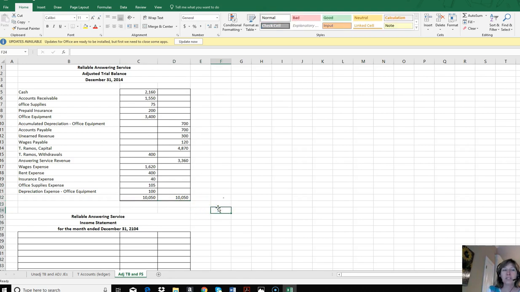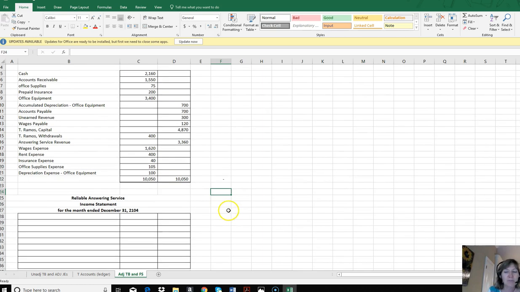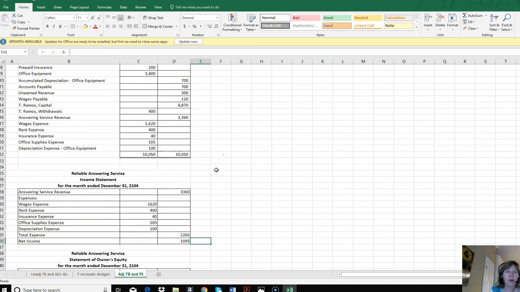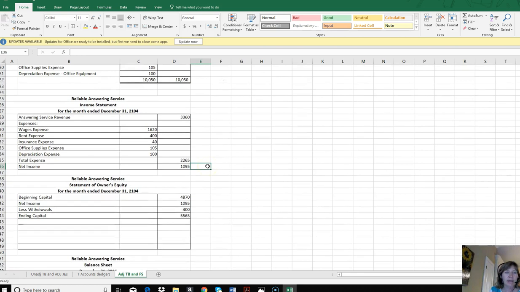Okay, so once you're in balance, then it's time to prepare your financial statements. So I would pause this, prepare this on your own because this is what was homework for a class, and then we checked it on the board. So pause it and then come back and see if you got my answer. Okay, so here I listed my answering service revenue. Then I listed all my expenses, got a total to my expenses, and then said revenues minus expenses equal net income. Remember, all this is coming from our adjusted trial balance.